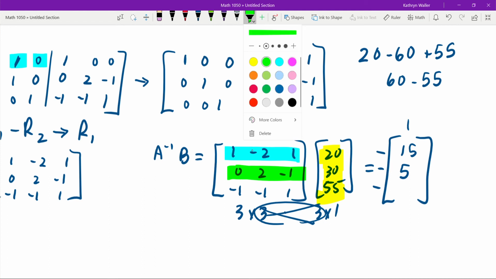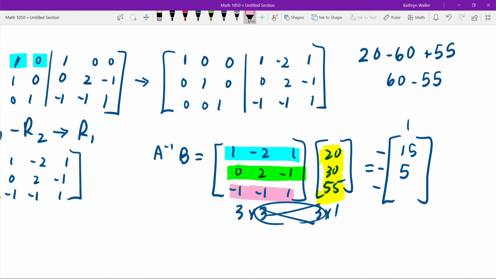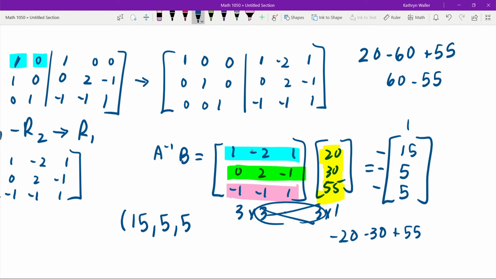Last one, right here. Negative 1 times 20 is a negative 20. Negative 1 times 30 is a negative 30. 1 times 55 is 55. Combine those, and I get a positive 5. So my solution is 15, comma 5, comma 5, and I'm done.